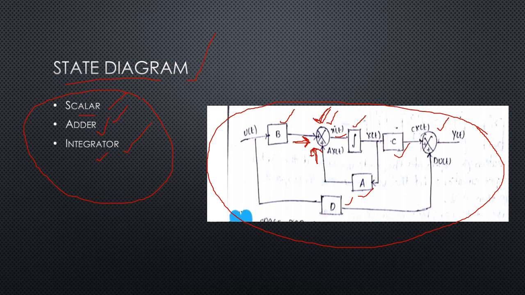Now coming to the second adder. What is the output of the second adder here? Y of t is the output of the second adder. What are the incoming signals to the second adder? One incoming signal is C into x of t. Another incoming signal is D into u of t. By taking these as incoming signals, the second adder produces y of t as the output. Therefore y of t is equal to C into x of t plus D into u of t. That is nothing but the output equation of the system.